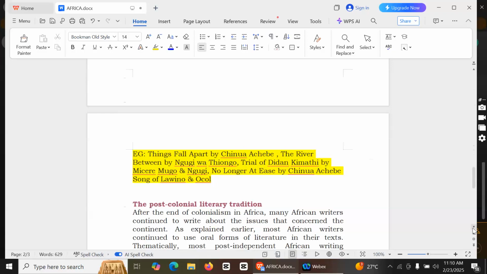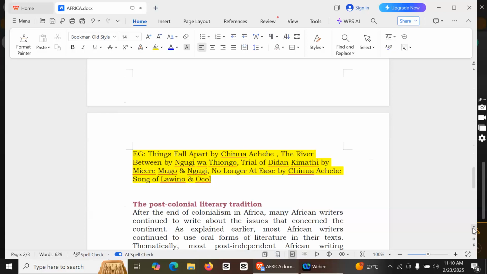The same as The River Between by Ngugi wa Thiong'o. The same as The Trial of Dedan Kimathi by Micere Mugo and Ngugi. You have it here now. Okay? We have No Longer at Ease by Chinua Achebe. And you have Song of Ocol, Song of Lawino by Okot p'Bitek. These are novels that are classified in this kind of period, called the colonial period.